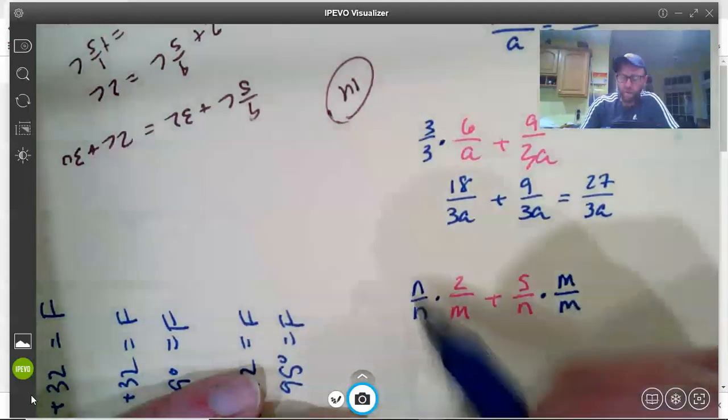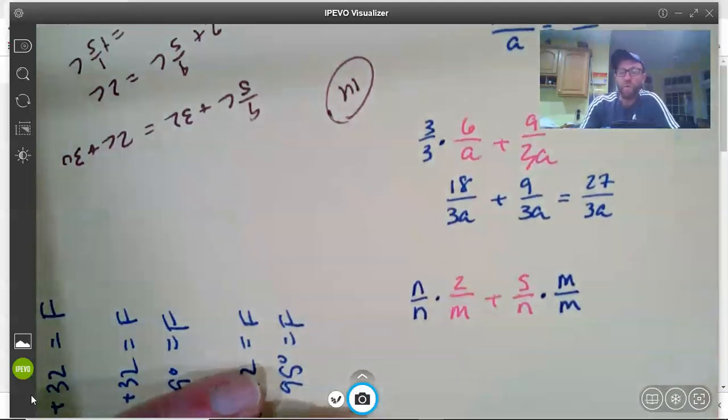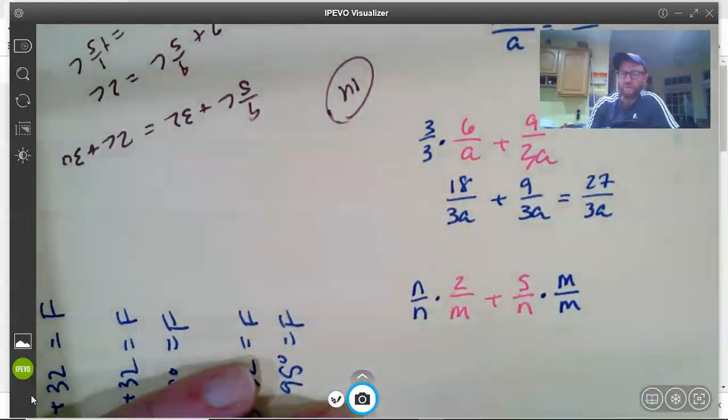And remember, m over m, n over n, those are just other ways of writing 1, and you can multiply anything by 1 as many times as you want. You don't change the value. So we're not changing any values here. We're just changing what the fractions look like. In a sense, we're unreducing them.